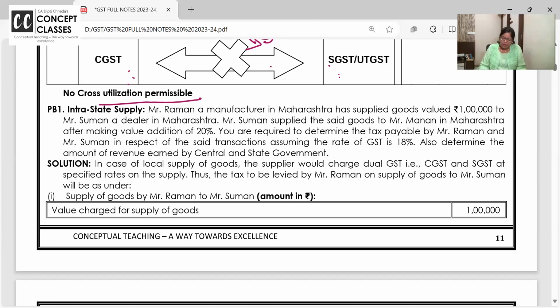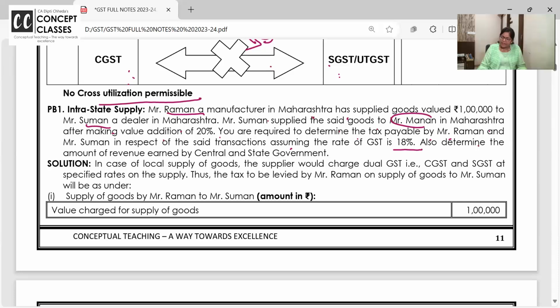Dekho. Mr. Raman, a manufacturer in Maharashtra, has supplied goods of 1 lakh to Suman in Maharashtra. Suman supplied the same goods to Manan in Maharashtra after adding 20%. Already 10 rupees, 2 rupees, we have done this yesterday. You are required to determine the tax payable by Raman and Suman in respect of the said transactions. Raman. And then second, who is the seller? Suman. Who is Manan? Consumer, end user.